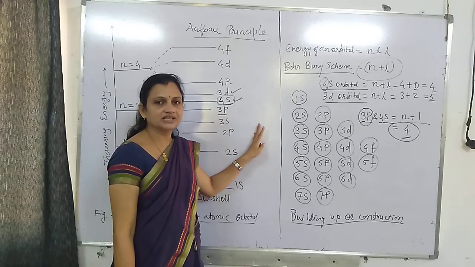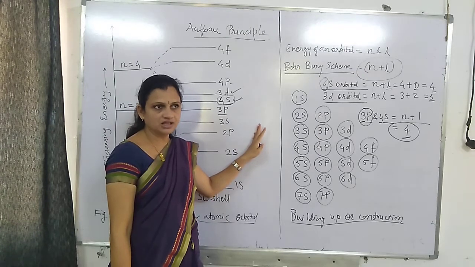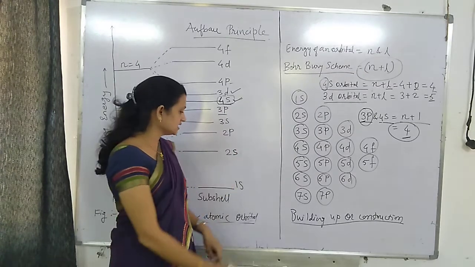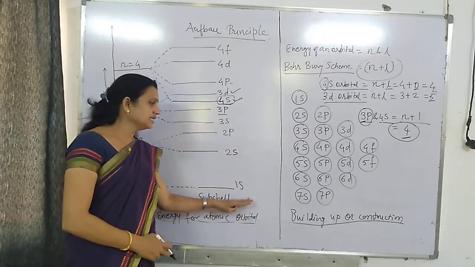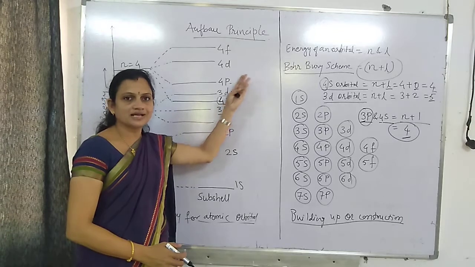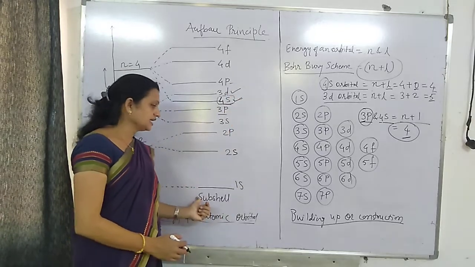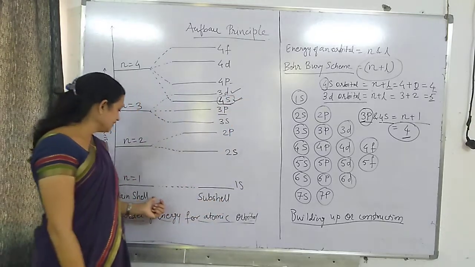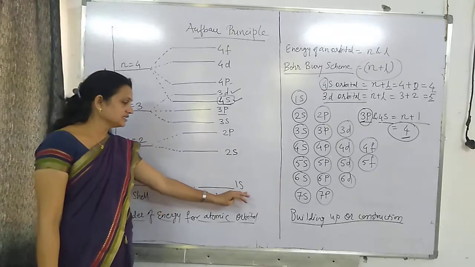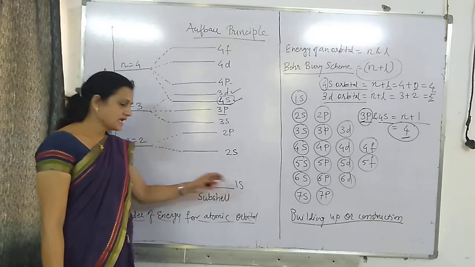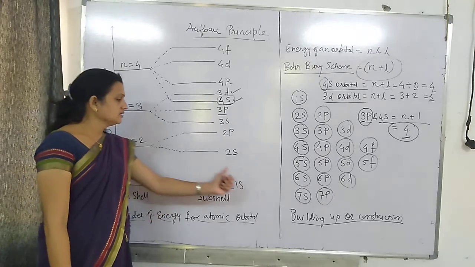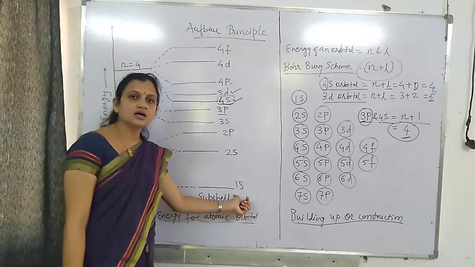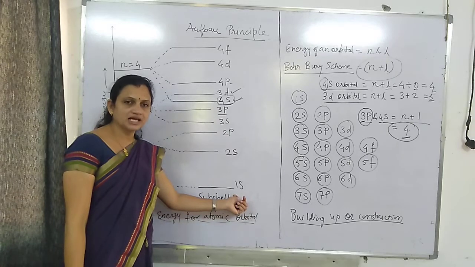ground state with the increasing energy level, or the electrons are filled first in the lower state, then it goes to the next higher or excited state. So the electrons are filled in different shells, and here different subshells are there. Shells are related to the principal quantum number n. Subshells are related to the azimuthal quantum number l.